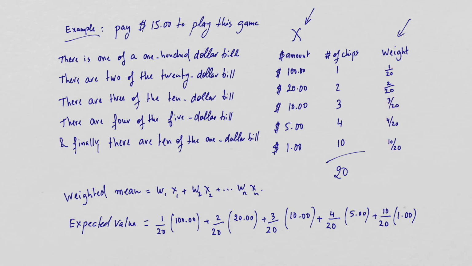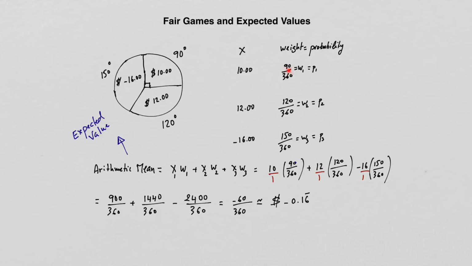And furthermore, they should, what? They have to be between 0 and 1, and they should add up to 1. If you add 1 divided by 20 plus 2 divided by 20 plus 3 divided by 20 plus 4 divided by 20 plus 10 divided by 20, you're going to get 20 divided by 20, which is 1. Okay? They always add up to 1, and each one of them has to be between 0 and 1. If you look back here, not only are these numbers between 0 and 1, if you add these 3 fractions, I promise you, you will get 360 divided by 360, which is 1. Okay?